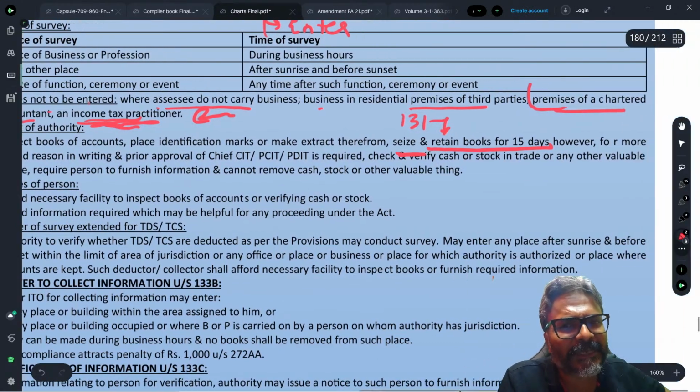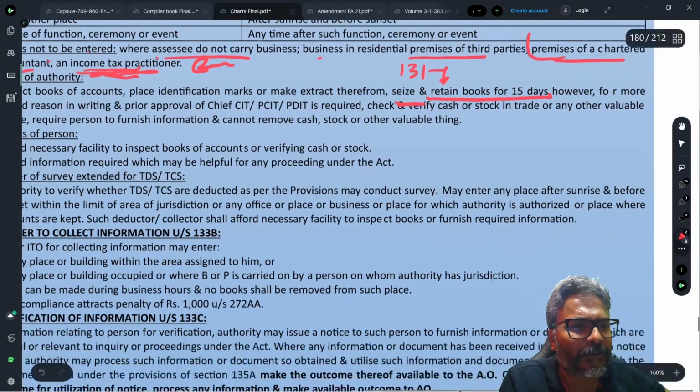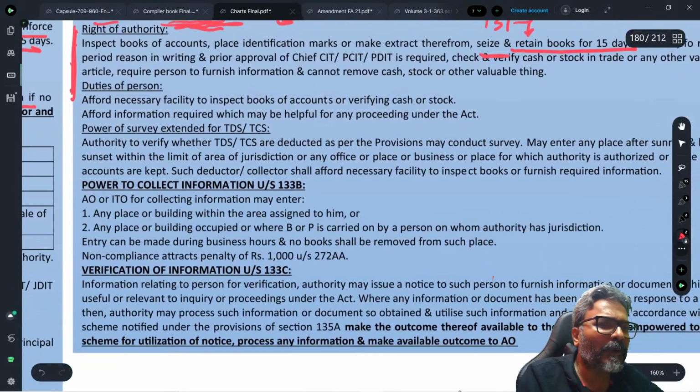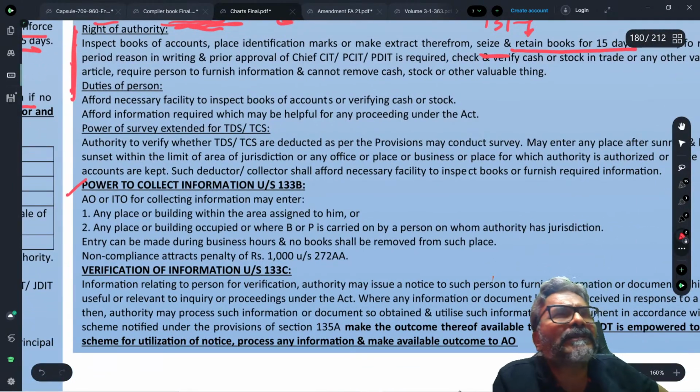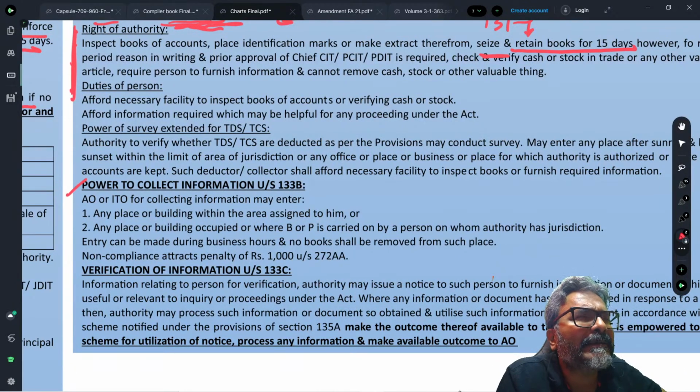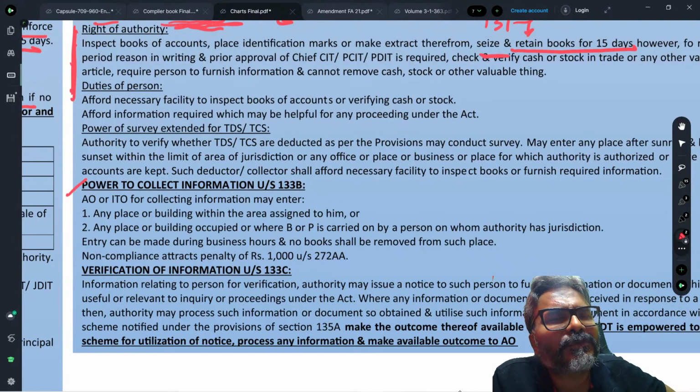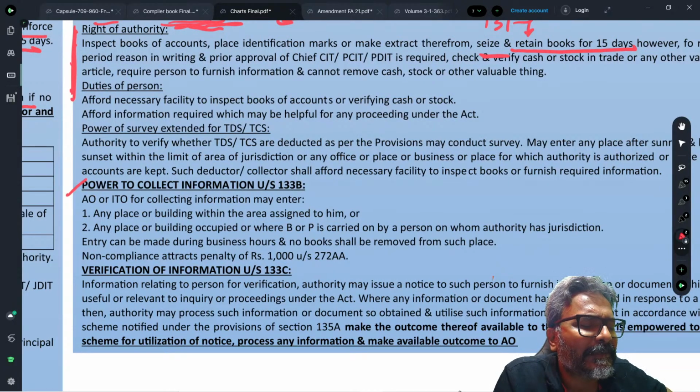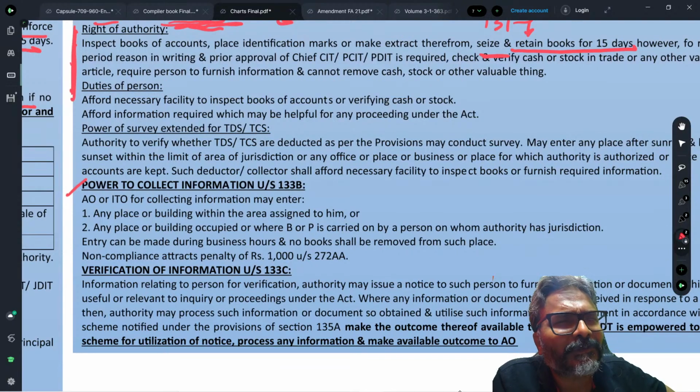Students, so this is the same as that of 131, which has been there. I hope that all of you are clear with this one. Now students, in 133A and 133B you will find a lot of similarity. Here also the assessing officer goes to the place of business of the assessee and gathers the evidences, gathers the information.